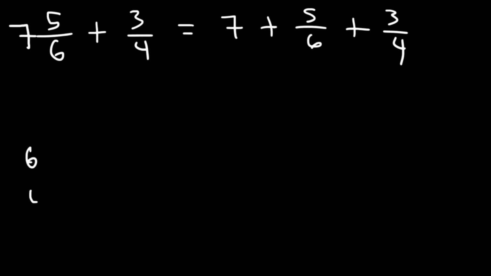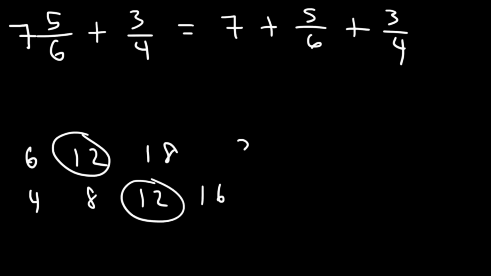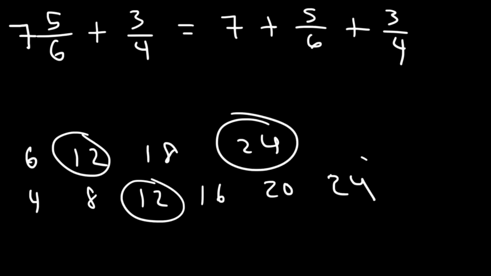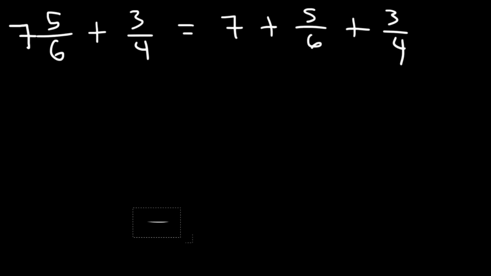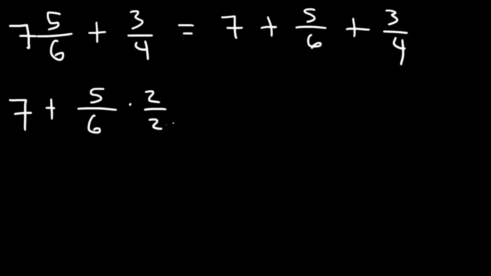The least common multiple is going to be 12. 12 is the least common multiple of 6 and 4. 24 is another multiple, but it's not the lowest. But you can use 24 or 12 to get the same answer. But let's use 12. So I'm going to multiply the first fraction, 5 over 6, by 2 over 2. And the second one by 3 over 3.